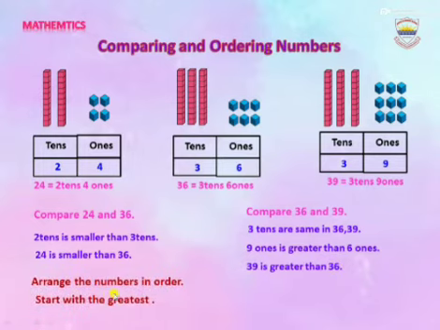Now arrange the numbers in order. Start from the greatest. Which number is the greatest? Yes, 39 is the greatest number. After 39, the greater number is 36. After 36, we have the last and the smallest number is 24. We put the numbers in ordering from greatest to smallest.